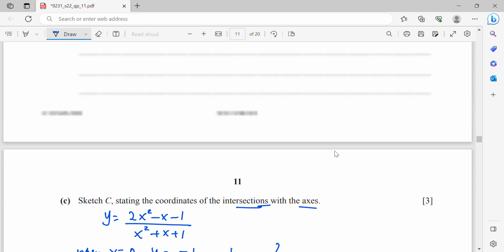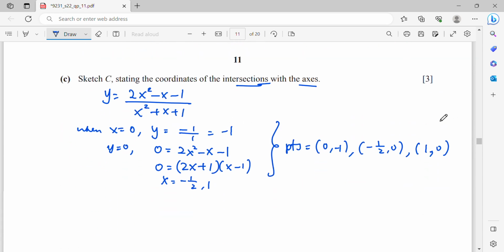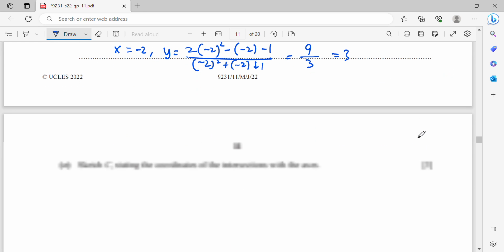And don't forget that just now we have found the stationary points: (0, minus 1) and (minus 2, 3).